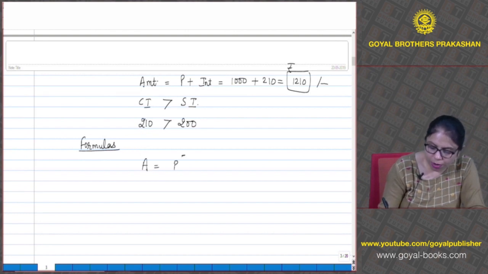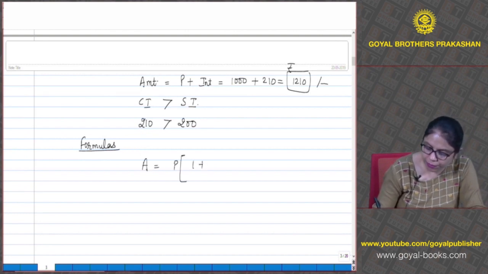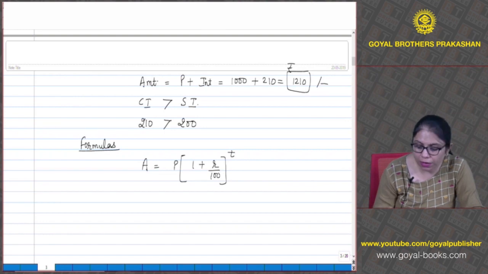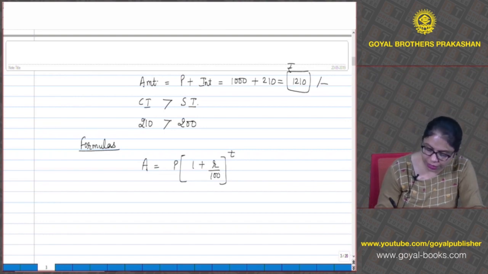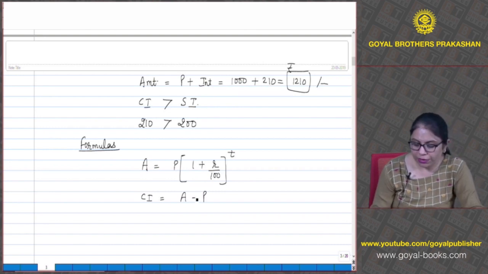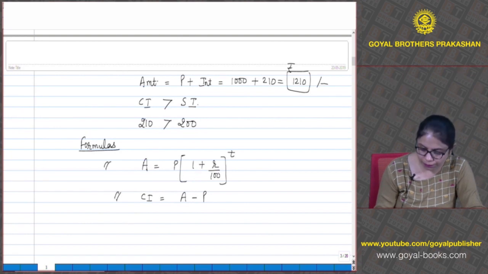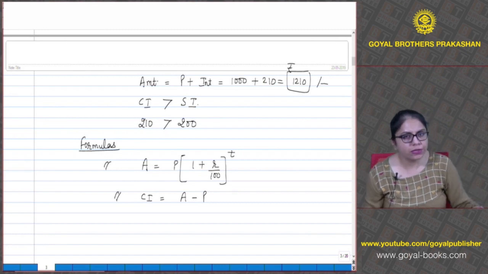The formula is: amount is equal to principal times (1 plus rate) whole power t. Here A is amount, P is principal, R is rate and T is time. And how can we calculate compound interest? It is calculated by finding the difference between amount and principal. So these are the two formulas with the help of which you can find compound interest. Let's discuss some examples based on this.